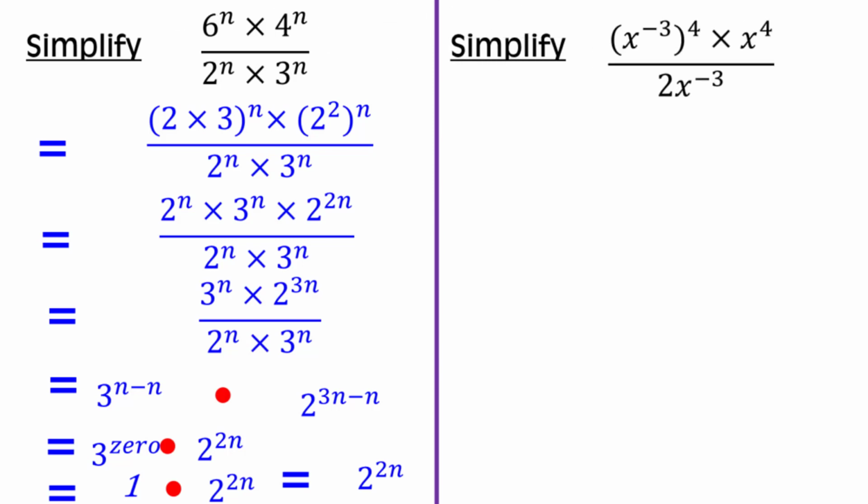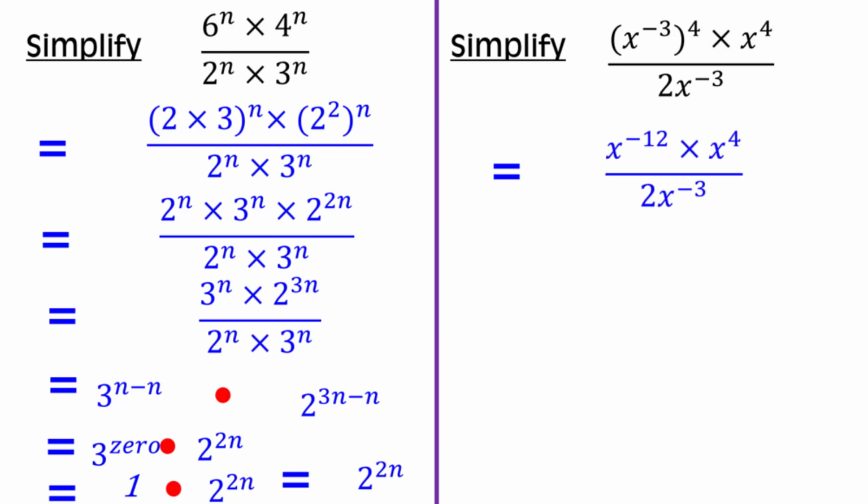Next, simplify x raised to the power negative 3, all raised to the power 4, times x raised to the power 4, over 2 x raised to the power negative 3. We can here multiply the two powers. Negative 3 times 4 will be negative 12.